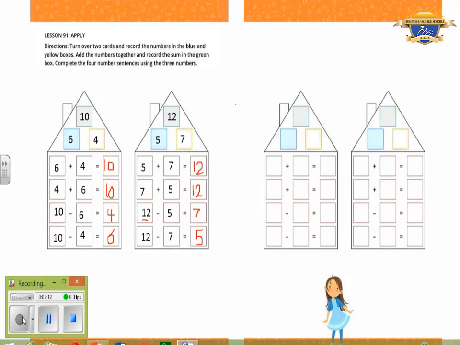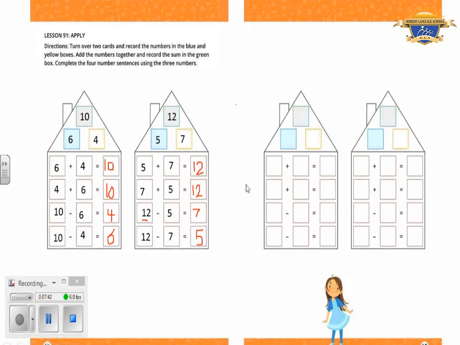So as we said, remember that when we add, it doesn't matter what order we use the numbers, because 5 plus 7 equals 12 and 7 plus 5 also equals 12. But order always matters in subtraction. We always have to start with the biggest number.